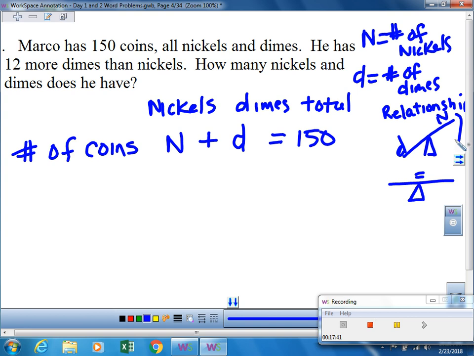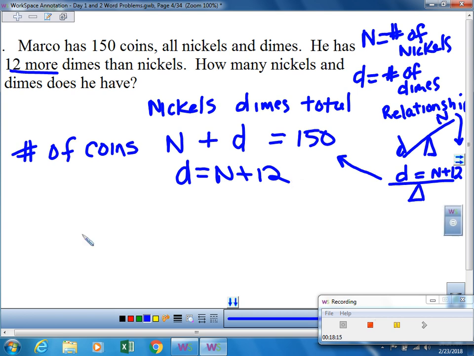So how do I push this down so it's equal to the D? It says 12 more. So I need to put N plus 12 right here. I need to put that on this side so it brings it down. There's your second equation. D equals N plus 12. Okay?